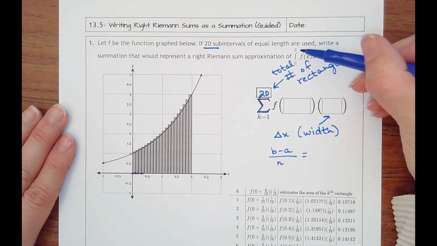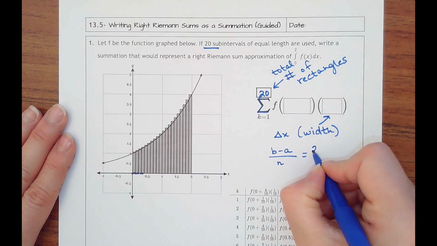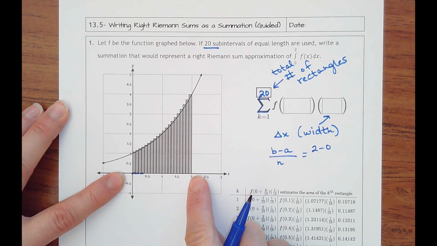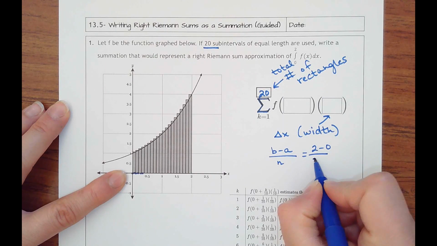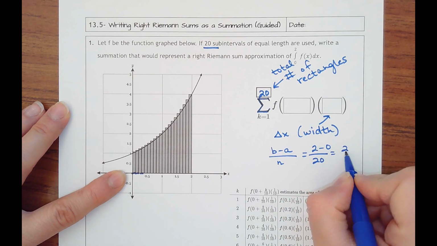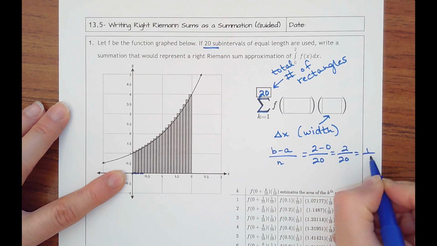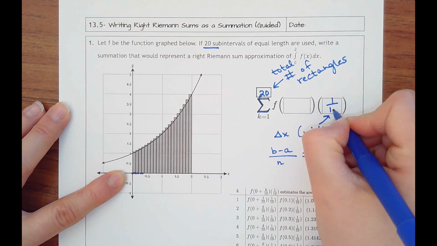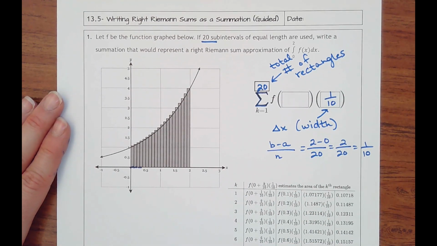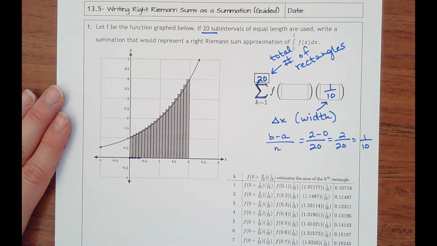So in this case, we're going 2 minus 0. That's the x values we're covering, and we're going to divide it by 20 rectangles. Well, that's 2/20ths or 1/10. You can put it in as a fraction or a decimal. I'm probably going to leave it as a fraction since that's what they do. All right, so now the hard part.